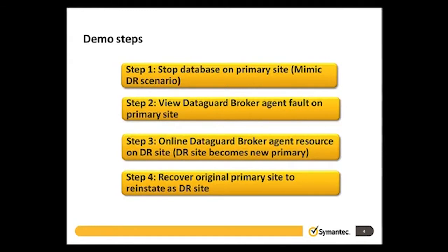What are the steps that we will be showing in this demo? Number one, we will mimic the DR scenario by stopping the database on the primary site. Then view the Dataguard broker, and fault the database and the broker resource on the primary site. Then go to the secondary site and online the Dataguard broker agent, which in turn promotes the database on the secondary site to primary. Then number four, recover the original primary site and reinstate it as the DR site.